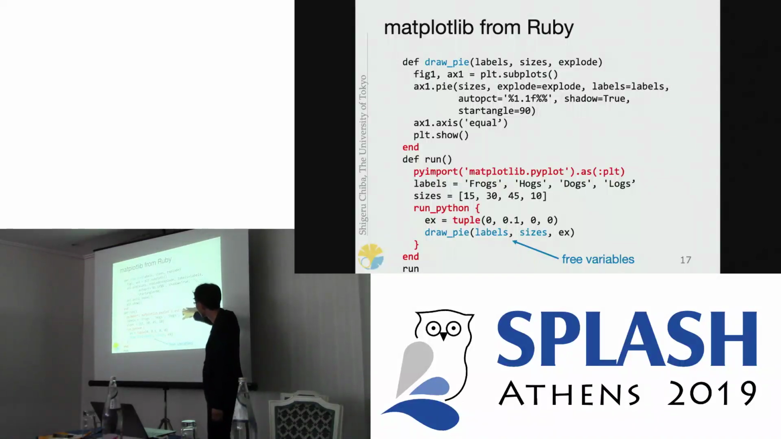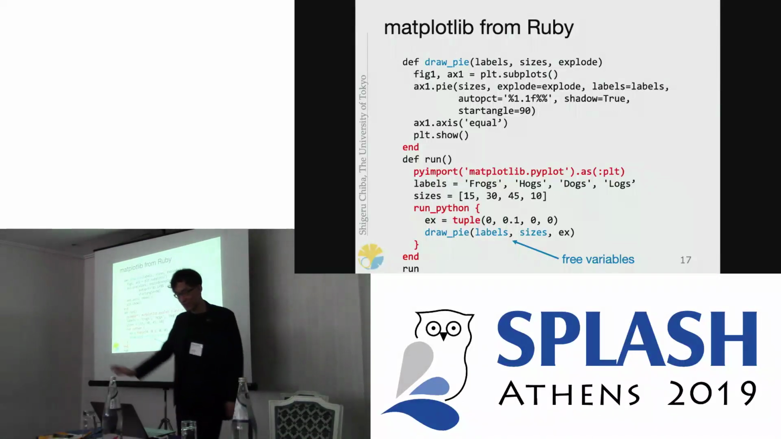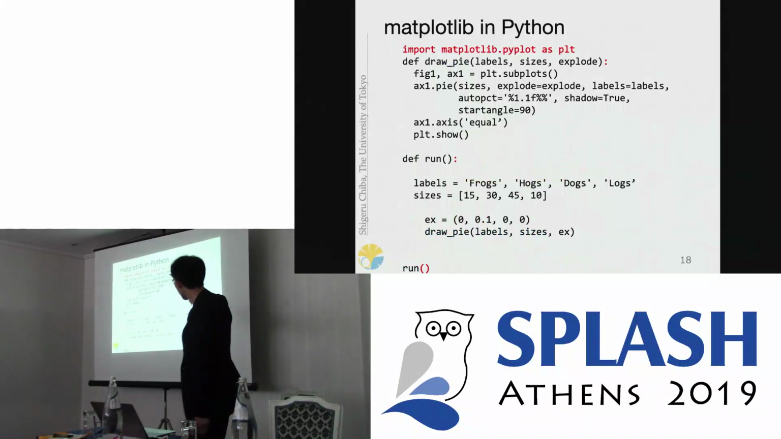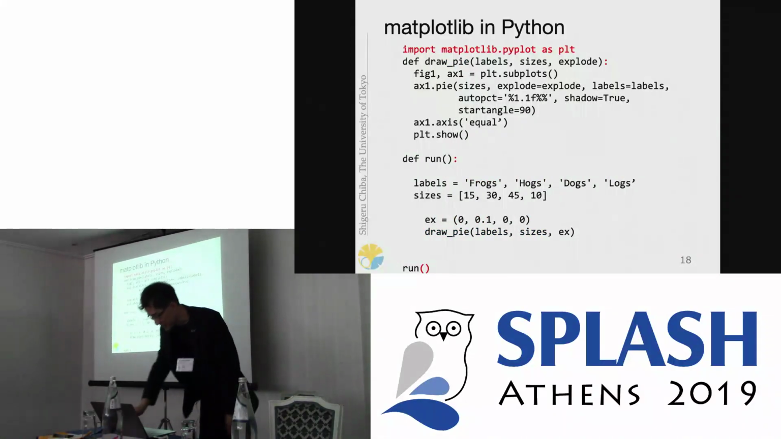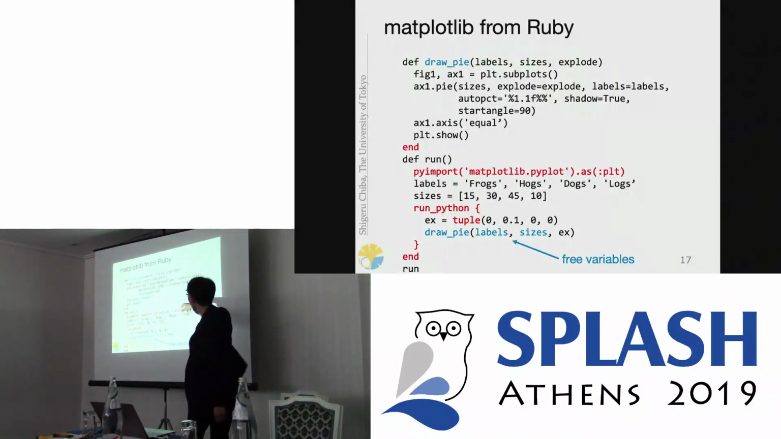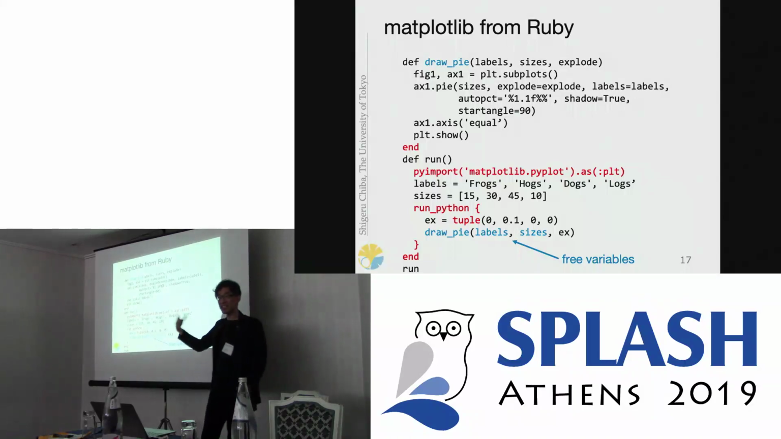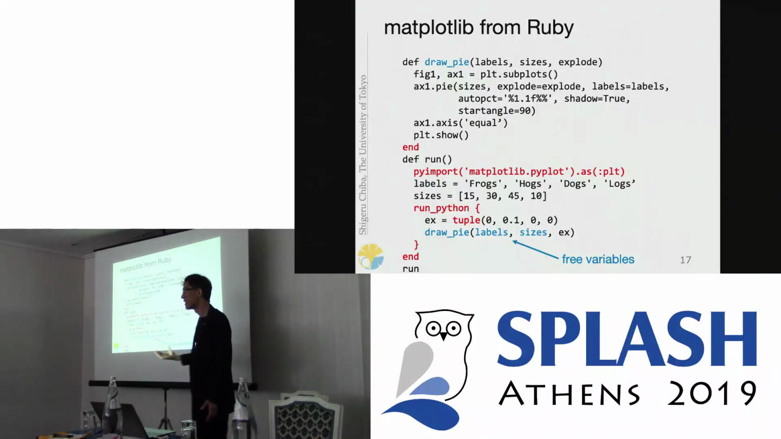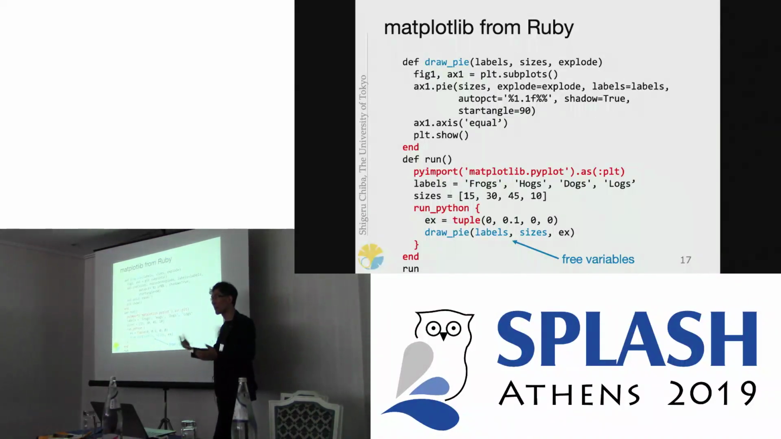So the difference is only the red part. This is Ruby code, and this is Python code. Look at this. The difference is only a few lines, because this is a DSL. And so I can define the semantics by myself. I don't have to follow any Ruby semantics or Python semantics.